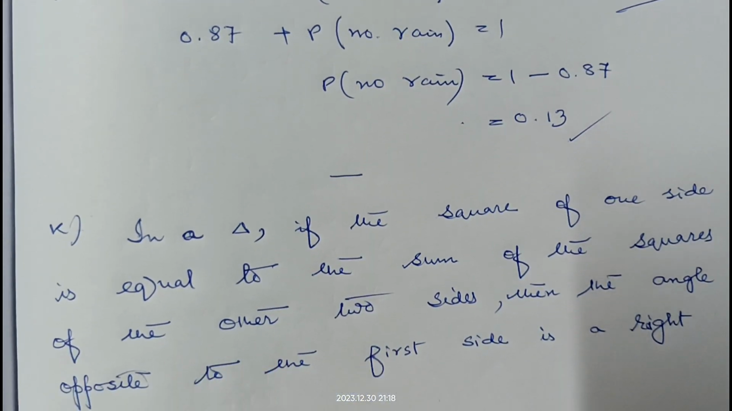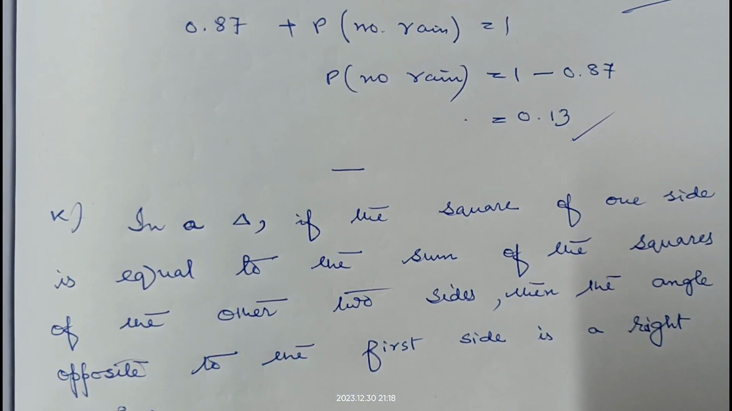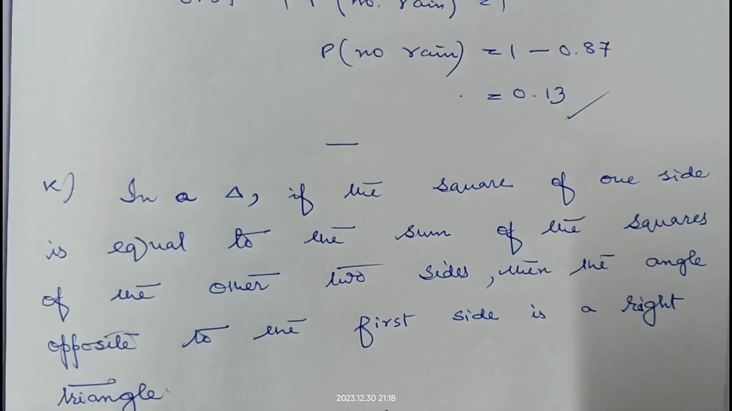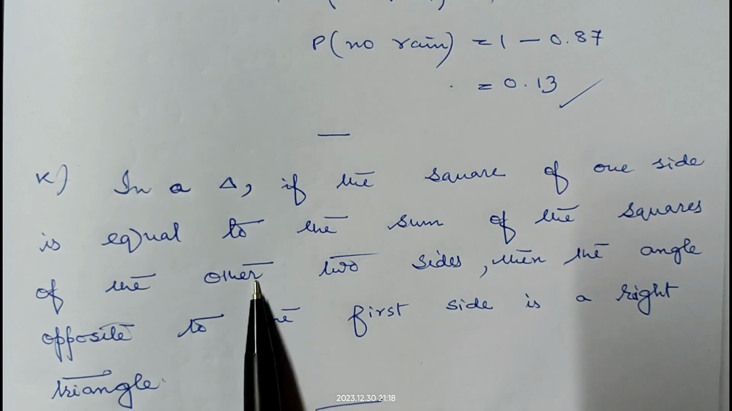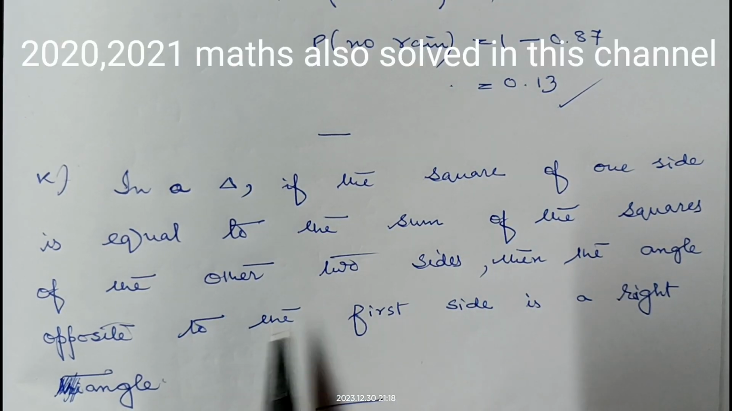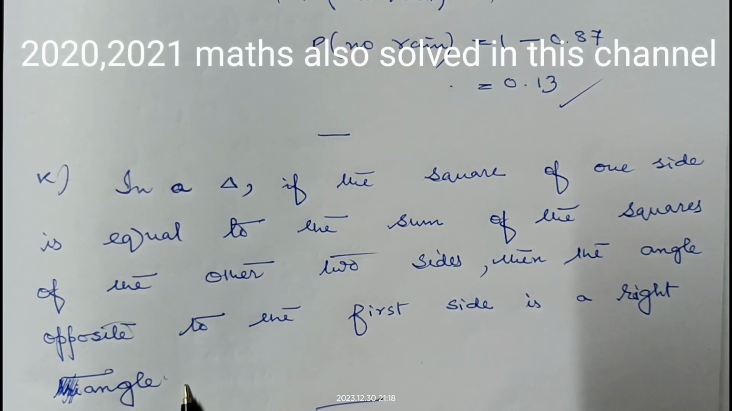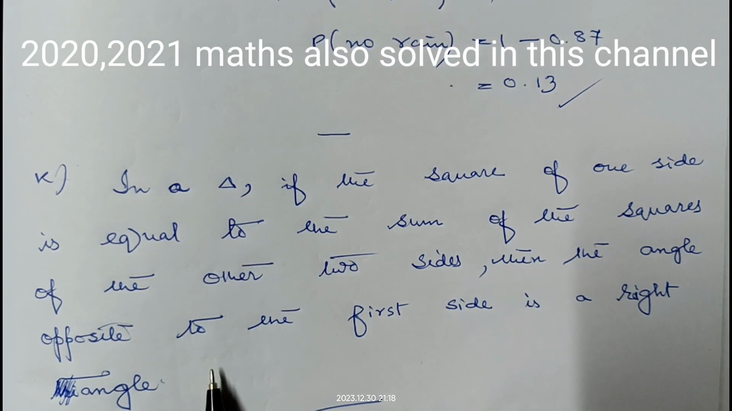In question number K, it is given state converse of Pythagoras theorem. So statement is, in a triangle, if the square of one side is equal to the sum of the squares of the other two sides, then the angle opposite to the first side is a right angle. That is the statement of converse of Pythagoras theorem.